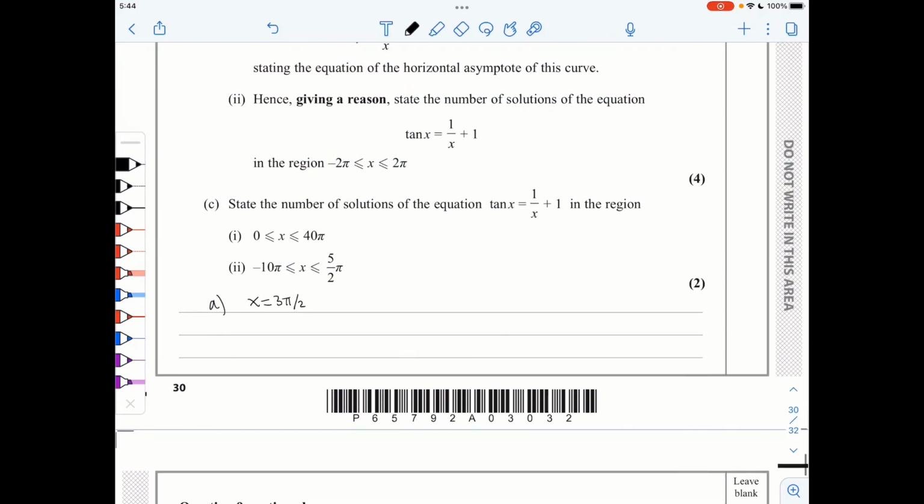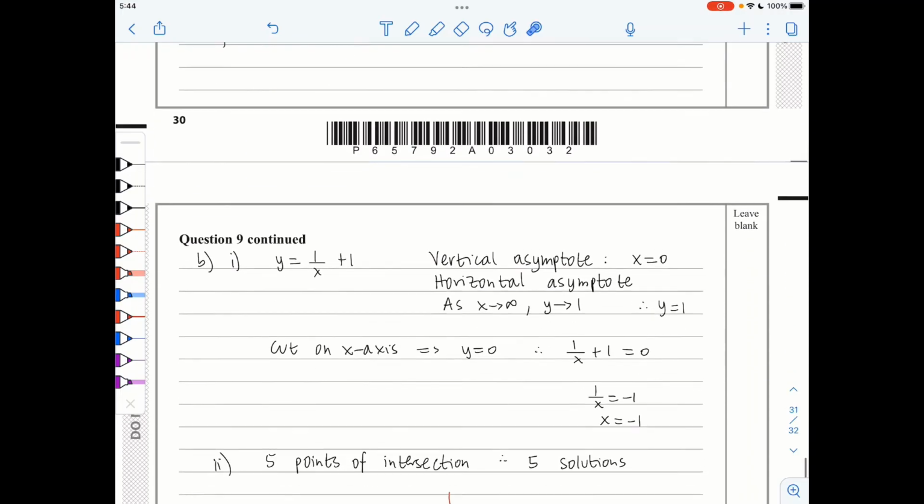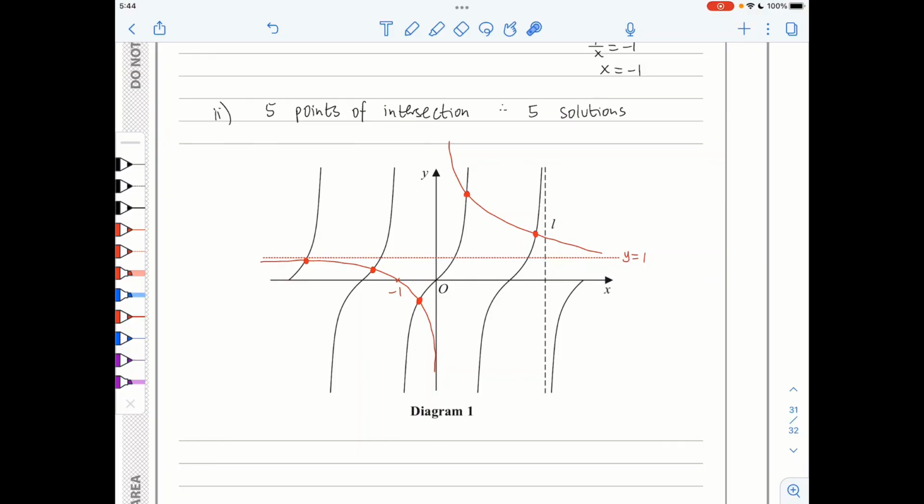And then part C, we need to state the number of solutions between 0 and 40 pi, and then between minus 10 pi and 5 over 2 pi. Now, we need to bear in mind that this interval here ends at 2 pi, and this is minus 2 pi. And therefore, we see that between 0 and 2 pi, we've got 2 solutions. And every 2 pi afterwards, we'll be having another 2 solutions.